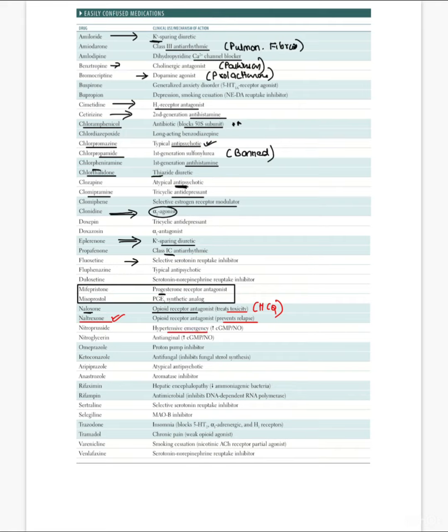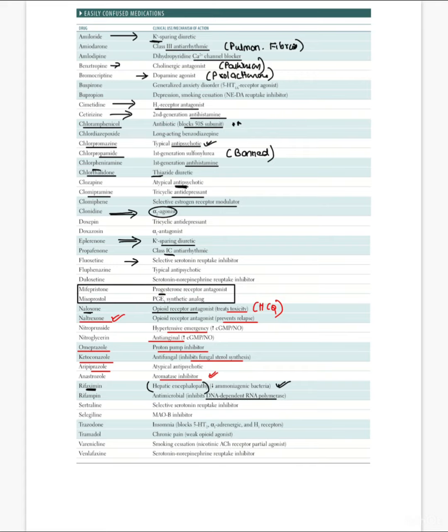Then nitroprusside is used in hypertensive emergency. Sublingual nitroglycerin, an angina drug, we know, guys. Omeprazole, lansoprazole, rabeprazole, all of them are PPIs, proton pump inhibitors. Ketoconazole is an antifungal drug, guys, that inhibits fungal sterol synthesis. Aripiprazole, guys, that is again an antipsychotic. Then you have anastrozole, guys, letrozole, anastrozole, that is an aromatase inhibitor. Then rifaximin, guys, this is used for hepatic encephalopathy, very important, guys, because it decreases the amount of ammonia going to the brain, guys. So this is important.